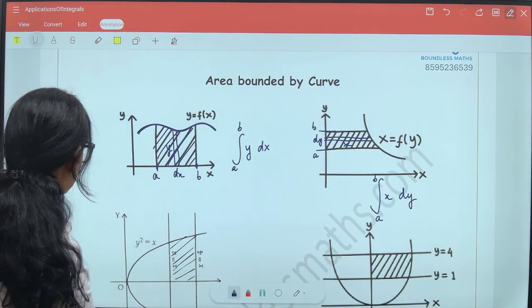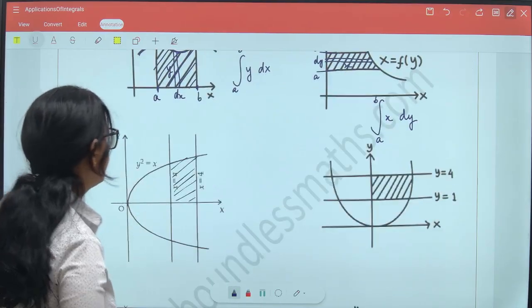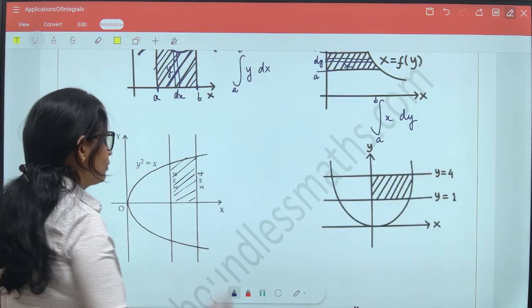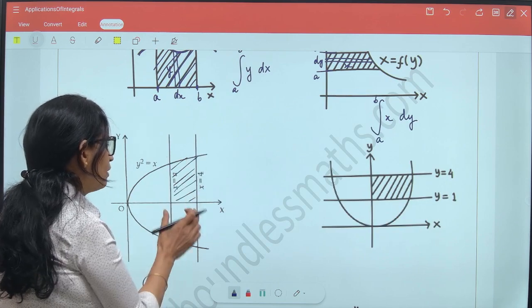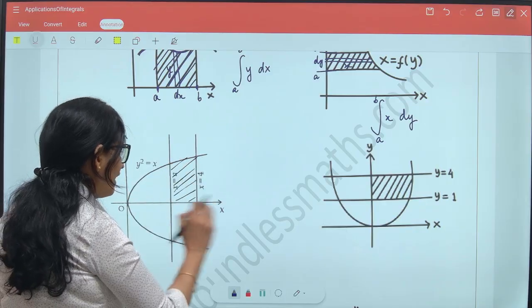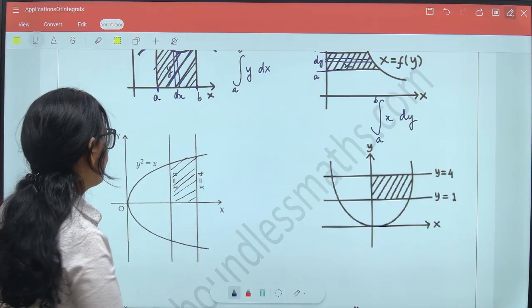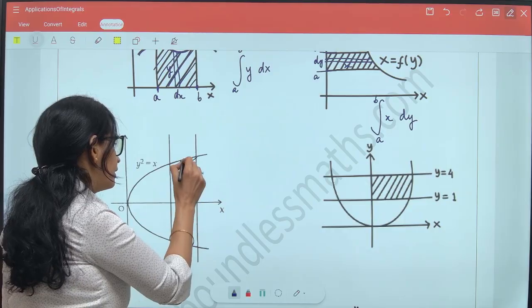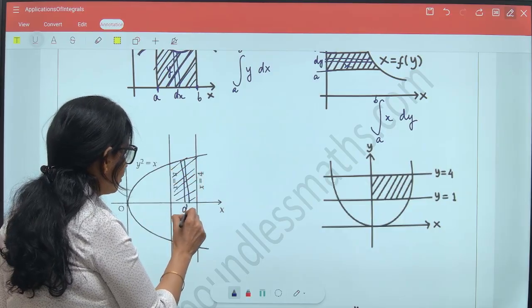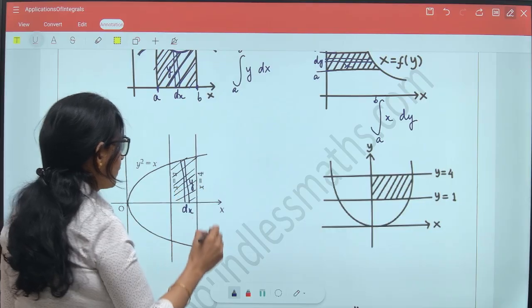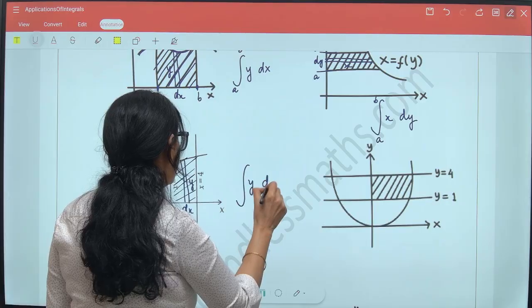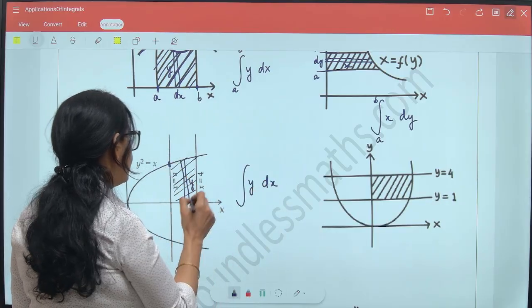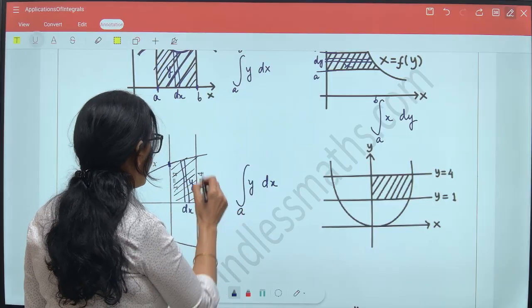Let's consider another equation of a parabola and two straight lines. If I need to find this area bounded by these two straight lines, the parabola and the x-axis, how am I going to integrate? Take a marginal space. This is dx and this is y. That means I need to integrate this curve y dx, bounded with x equals a and x equals 4.